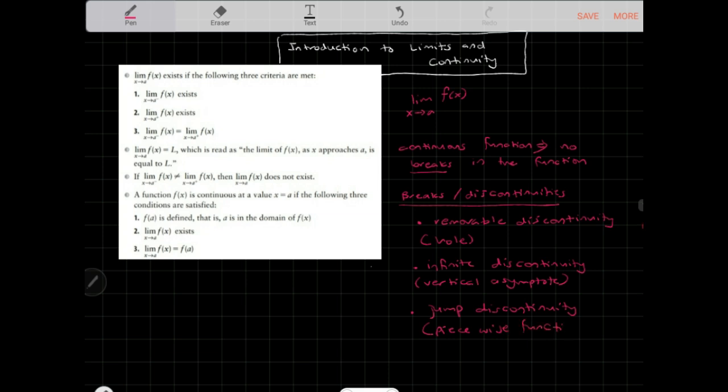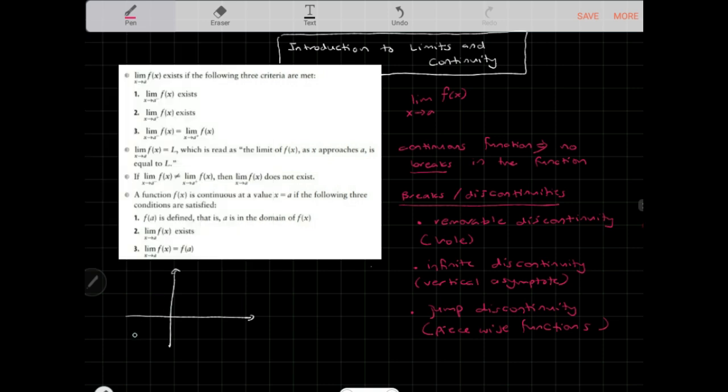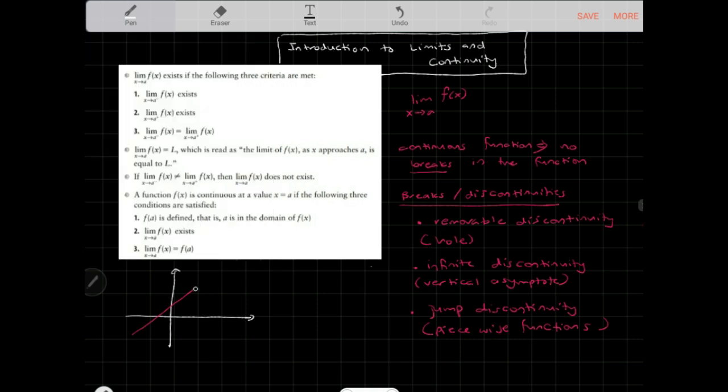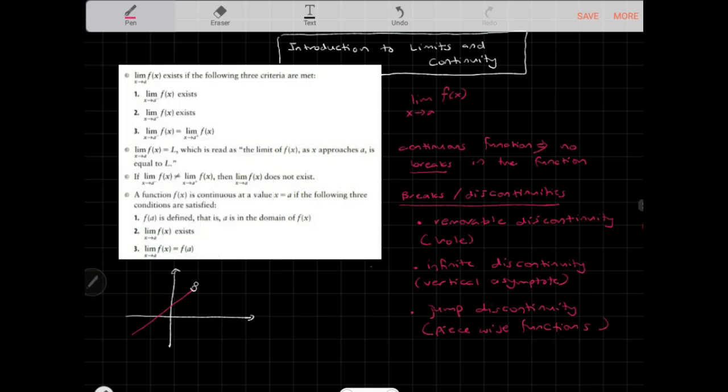So I'm just going to illustrate what these breaks represent, how you can draw these out. And we're going to take a look at how limits can be utilized to determine or assess continuity in a function. Let's take a look at a removable discontinuity, also known as a hole, right? So here's an example of a removable discontinuity. And you can see that there is a point that's missing here, right? So this is an example of a discontinuity in a function.